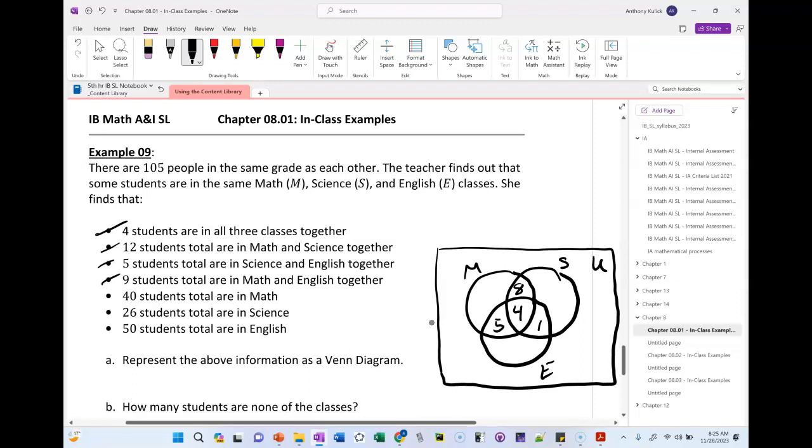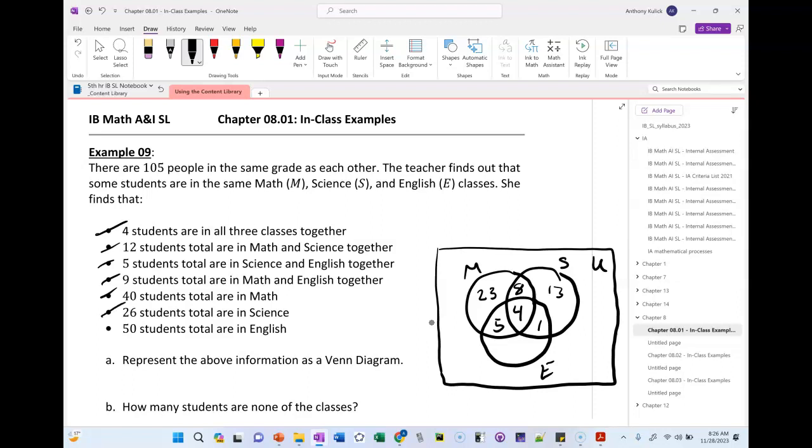We have 40 students total are in math. How many currently in math or in the math circle as we've placed it? 17. So how many more need to be in math? 23. 26 total are in science. How many currently do we have in science? 13. So how many more need to be in there? 13. And then 50 are in English.